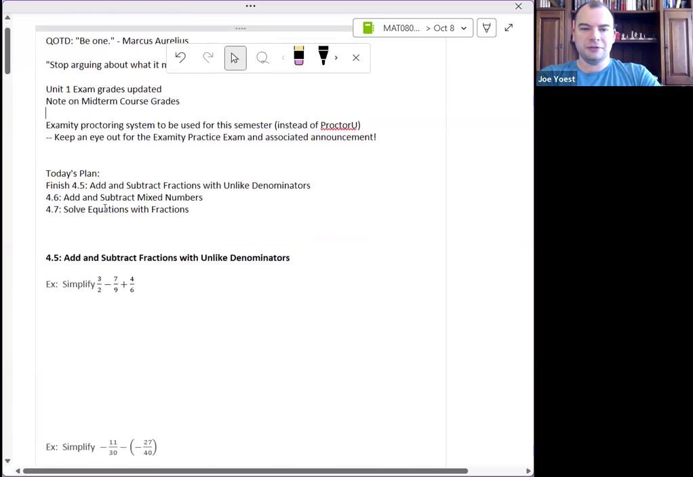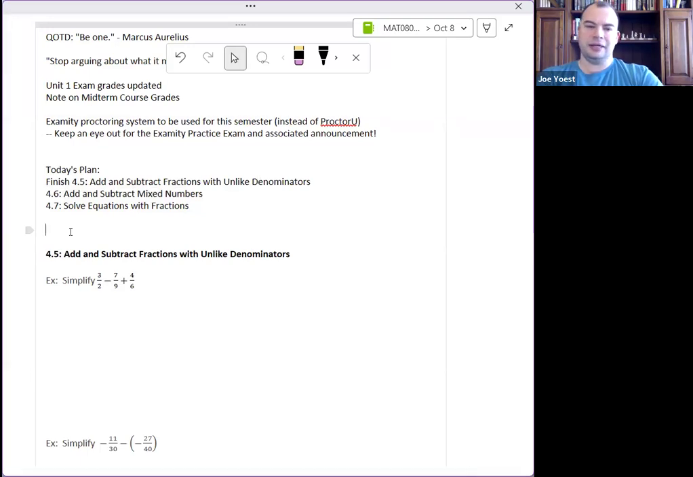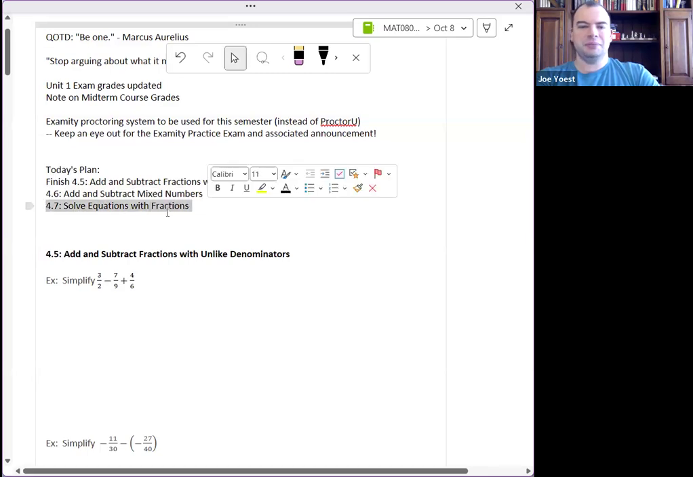Okay, so the plan for today is to finish up a couple of examples in section 4.5, adding and subtracting fractions with unlike denominators, and then move on to 4.6 and 4.7, possibly finishing up all of chapter 4 today, or we might leave a couple of problems in 4.7 for next time.